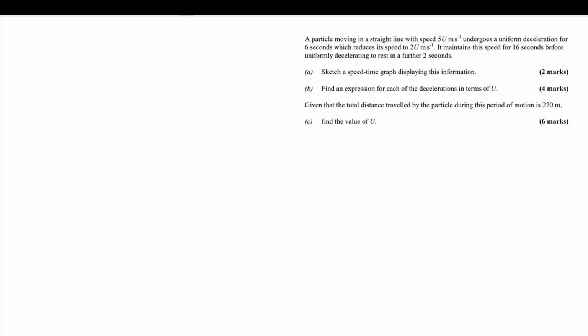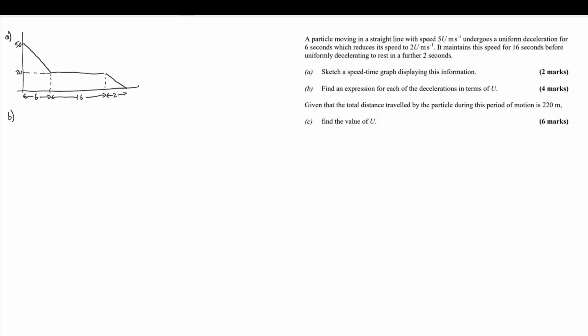So we'll go ahead with our axes. We need a vertical velocity axis and a horizontal time axis. The two velocities we know of are the 5u and the 2u. It started at 5u and it decelerated to 2u in the initial 6 seconds. So this time period here is 6 seconds. It then had constant velocity and it maintains that for 16 seconds. And finally, it decelerated to rest in 2 seconds. So here's everything that I need on my diagram. Velocities and times all indicated.